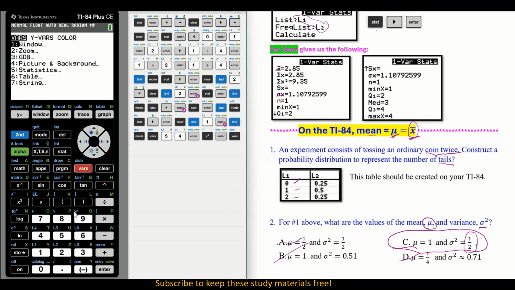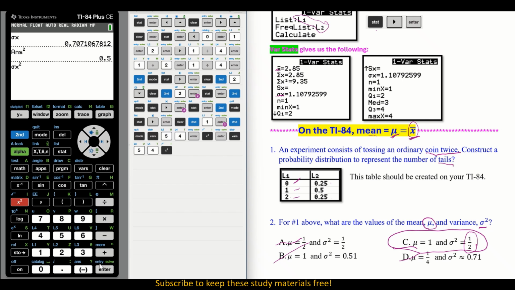Okay. Now let's go back to this real quick. Let's go to our vars 5, 4. Go ahead and just push our X square button. Mean we're squaring it. Enter. Same thing. You don't have to push the button to see what the number is. It's just a habit of mine.